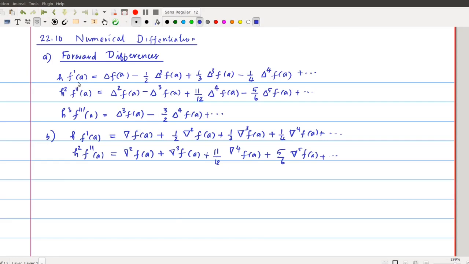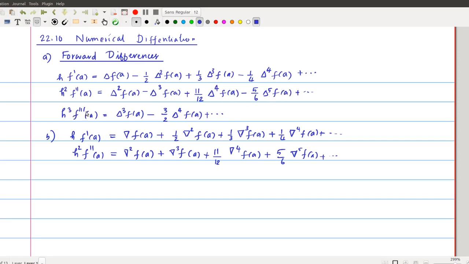In order to evaluate f dash a, h times f dash a, we will use del, the forward difference: del f of a minus 1/2 times del square f of a plus 1/3 times del cube minus 1/4 times del raised to 4 f of a. So using the different orders of forward differencing, we will find h times f dash a. Similarly, h square f double dash a is equal to del square f of a minus del cube f of a plus 11/12 del raised to 4 f of a minus 5/6 del raised to 5 f of a plus etc.